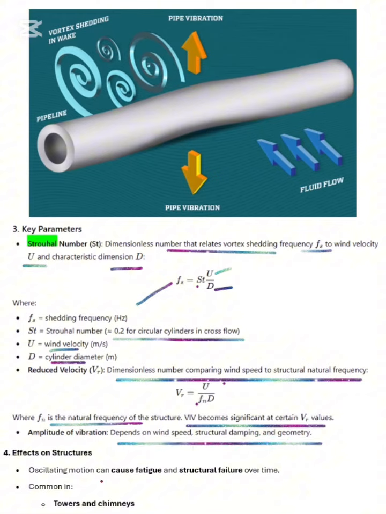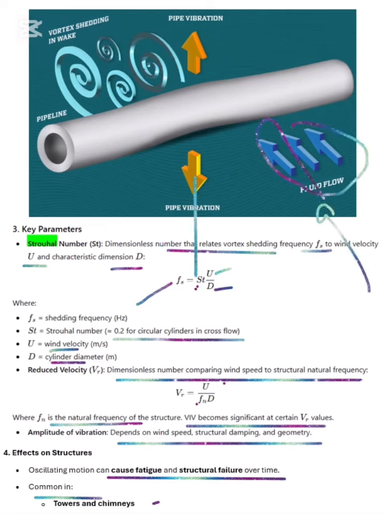Effects on structures: oscillating motion causes fatigue and structural failure over time. This is common in towers, chimneys, bridge cables, high-rise buildings, and transmission lines. A typical VIV response will be small lateral oscillations at moderate wind speed, potentially growing if resonance occurs. You can see the fluid flow is this way, and the pipe vibration is lateral to that. These are the vortex shedding in the wake. It's causing this. A pipeline example.